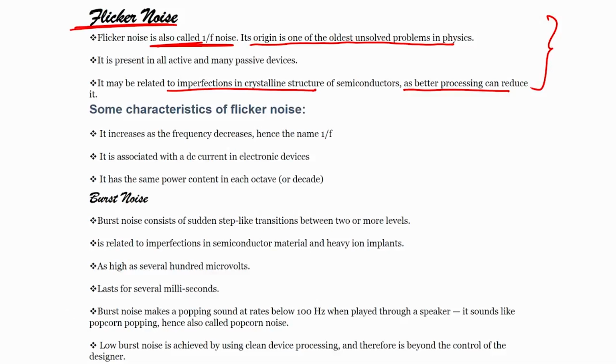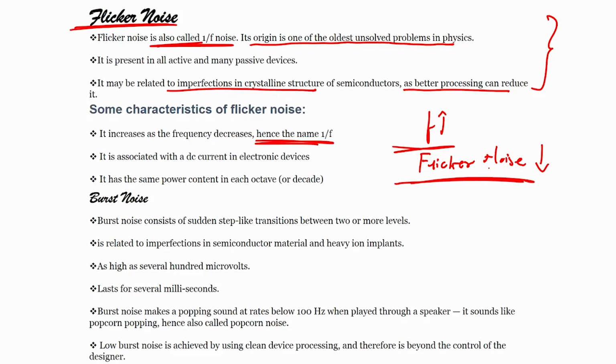So, what are some characteristics of flicker noise? Flicker noise increases as frequency decreases, right. Because what we have found is that when you increase the frequency, the flicker noise decreases. That is why the name is given 1 by f noise. You see here, 1 by f noise. It is associated with a DC current in electronic devices.